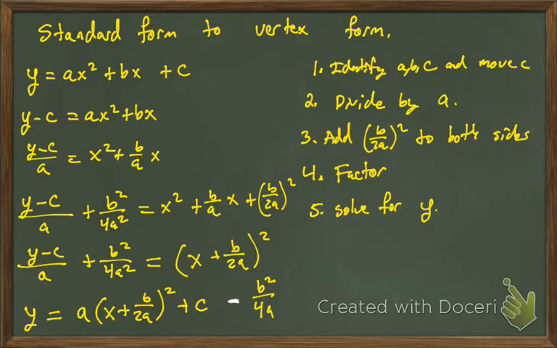So we don't really need to know what this is, but now the opposite of b over 2a is negative b over 2a, so that's the x coordinate of the vertex.